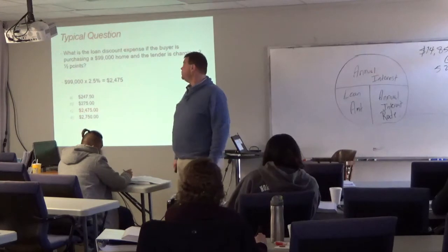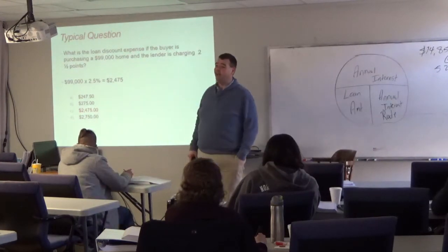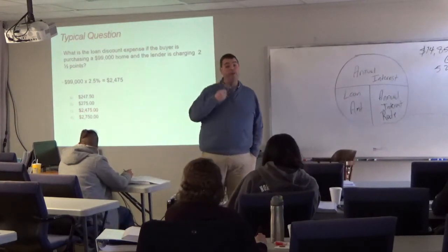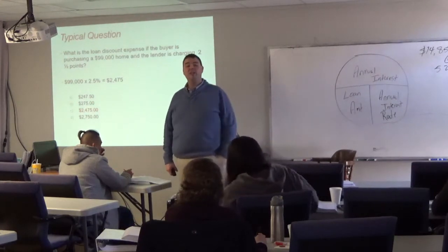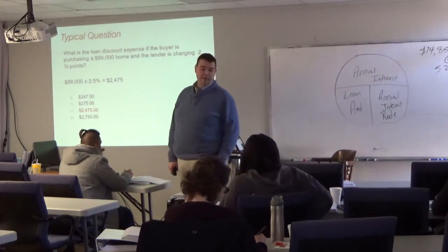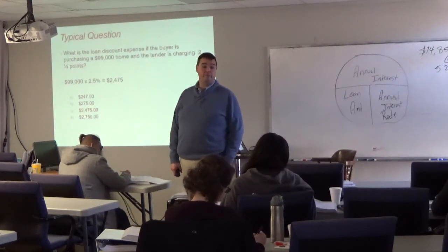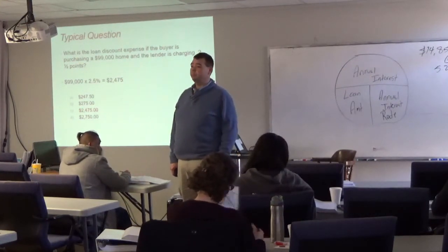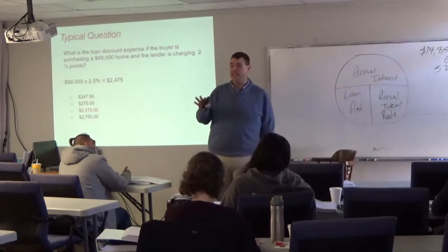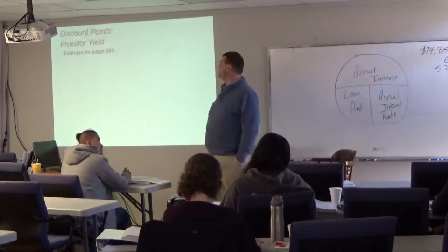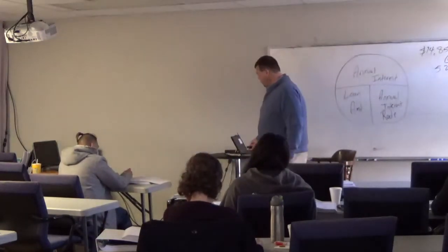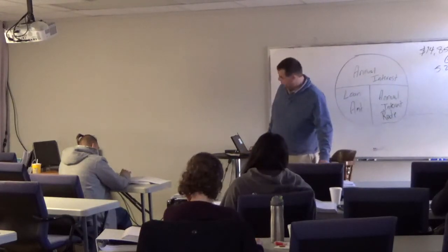0.3125. Yeah. So in exchange for paying $2,475, we got an interest rate that was 0.3125% lower than we ordinarily would have. Does that make sense? Kind of getting it here? Discount points? Good. All right. So let's go back to our little worksheet here.